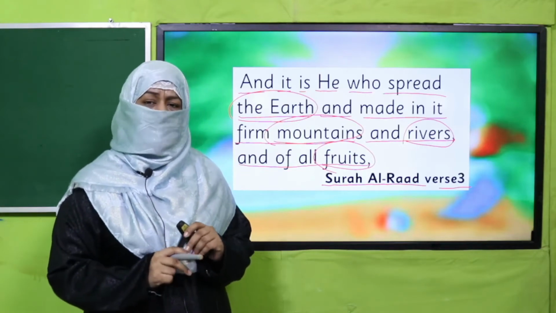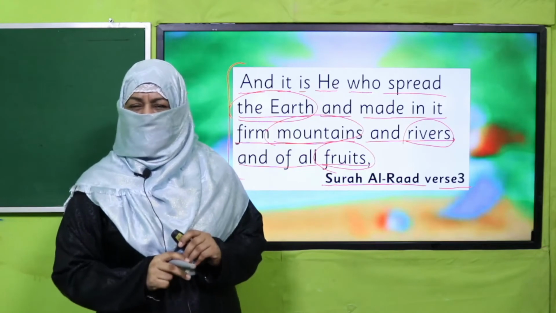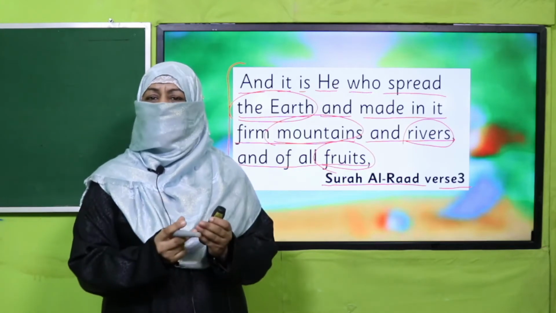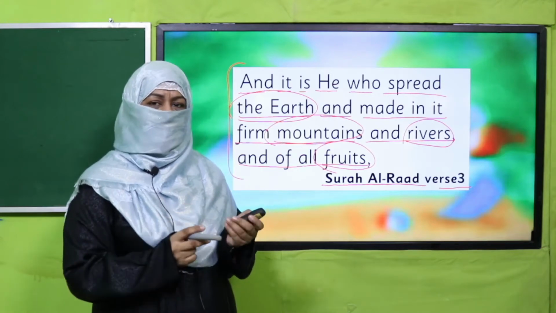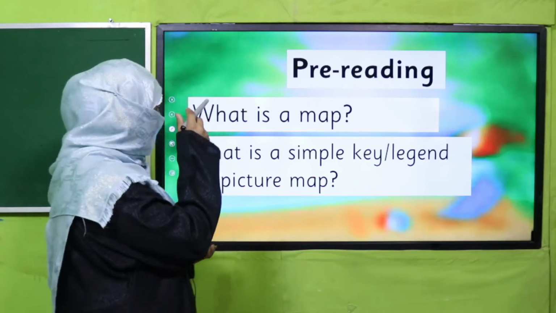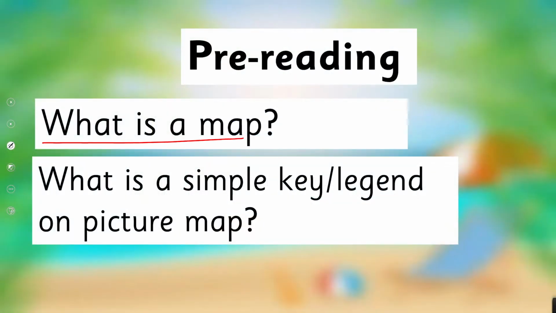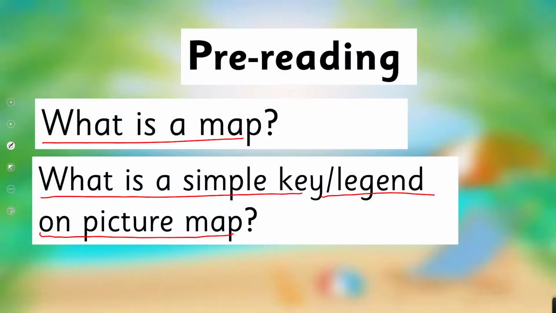And in the next step, let's think about this verse. Allah is describing how the earth is. It means we can describe things, and for that there are different techniques. So first you tell me what is a map and what is a simple key or legend on a picture map. Pause the video, answer these questions to your teacher and then come back.